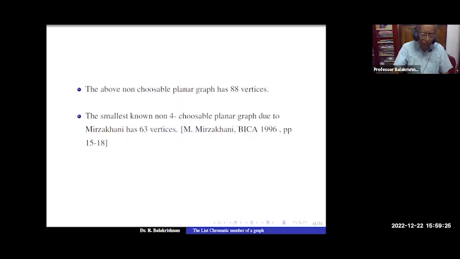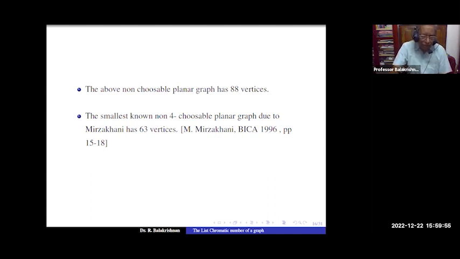The above non-choosable planar graph has 88 vertices. You can easily count it. But the smallest non-fourth-usable planar graph contains 63 vertices. It was due to Mitsakani, in the Bulletin of the Institute of Combinatorics and Applications, 1996, pages 15 to 18.